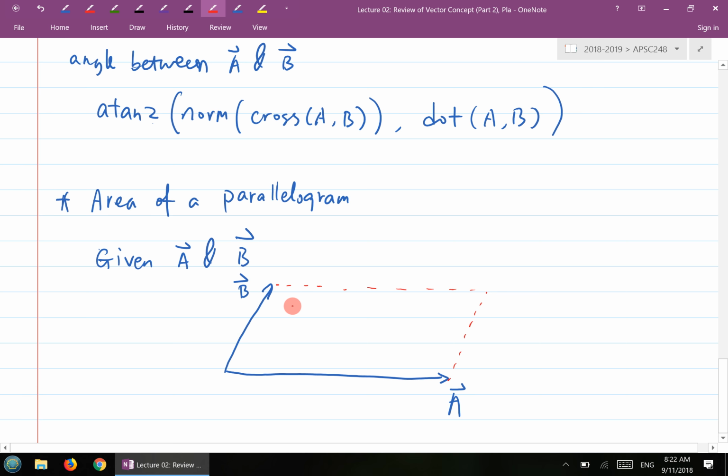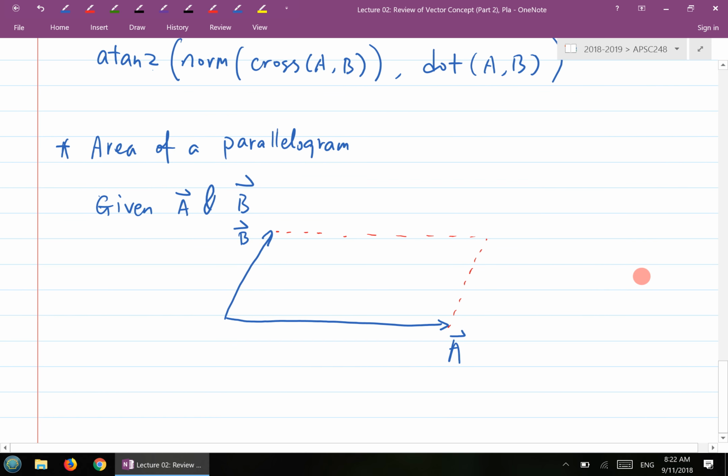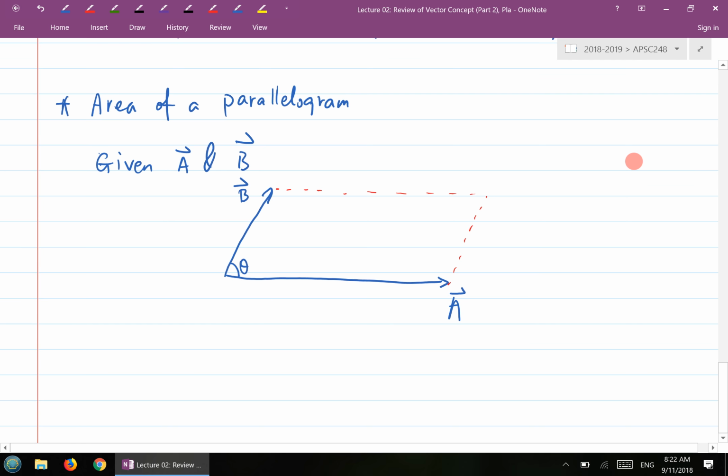Now, you learned this in high school, how to calculate the area of a parallelogram. But I want to calculate this area using the concept of vectors that we just learned. So let's say the angle between A and B is theta. I'm looking for the area, but I'll start with the basic concept that you learned in high school. So here's the height. If you drop from the top point to the bottom, here's the height.